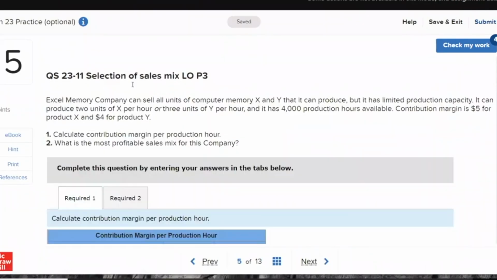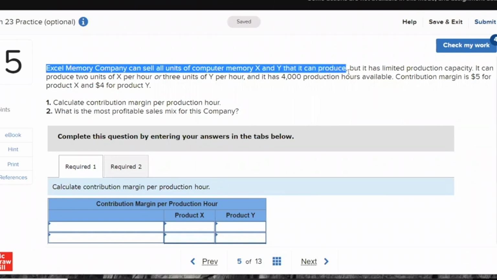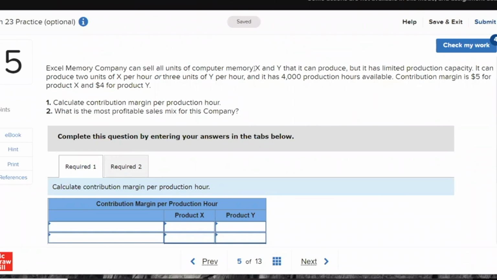QS 23-11 sales mix. Excel Memory Company can sell all units of memory X and Y that it can produce. And it looks like however much we produce, we sell it. So we're doing good as far as selling. So if we make nothing but X, we'll sell it all. If we make nothing but Y, we'll sell all that too. But we have limited production capacity. We can only make so much. The question is, which one should we focus on?